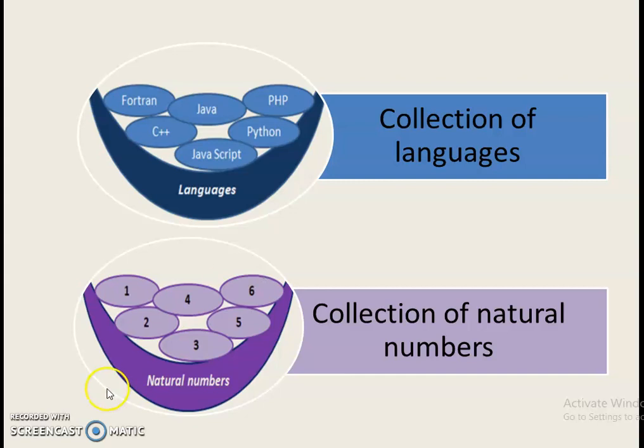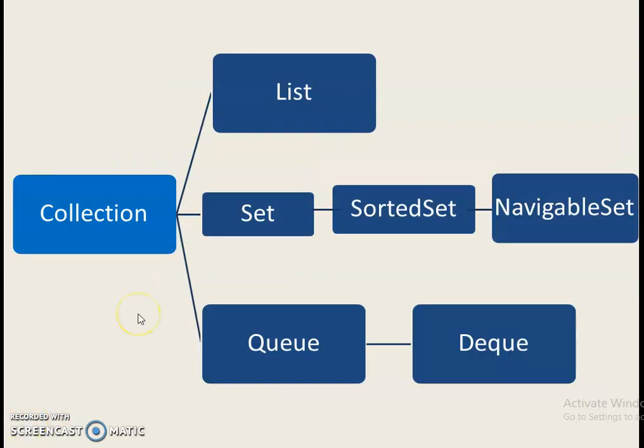So for this purpose, we have the collection framework in Java, right? Basically, the Java collection framework provides us a number of classes and interfaces. When we talk about the main interface or root interface, that is Collection, and this interface is extended by sub interfaces. So here we have List, Set and Queue. So these interfaces extend the Collection interface.